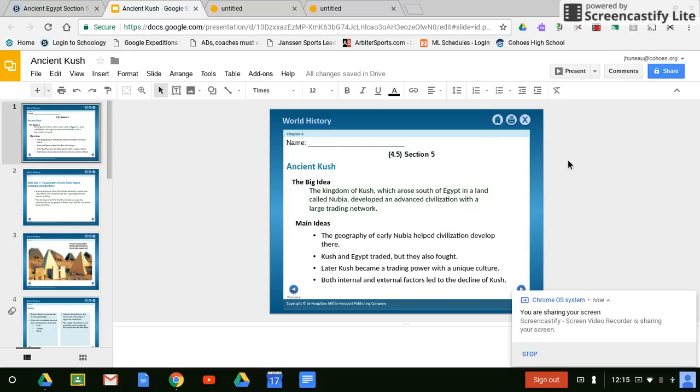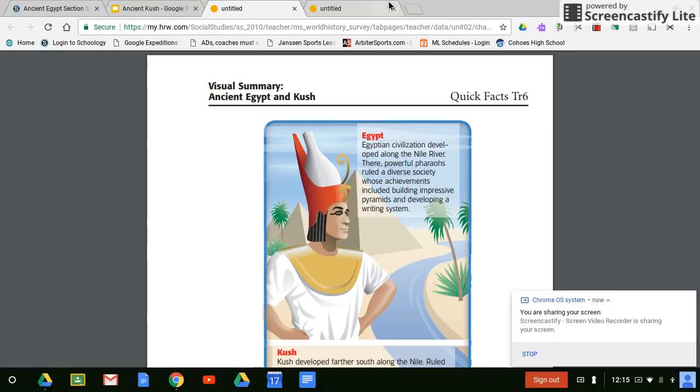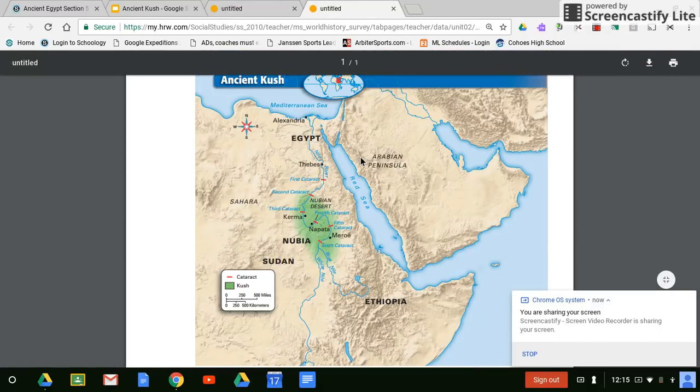Today we're going to talk about a place called Ancient Kush. It is section 4.5. And before we get into the notes, I wanted to show you where Kush was. So here we have ancient Egypt that we've been talking about, the Nile River. And then further south, down in this area where you see in green, this was the kingdom of Kush. This was Kush. And you can see that's along the Nile River as well.